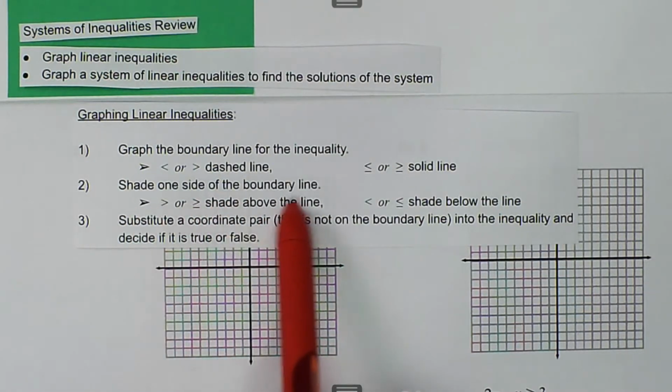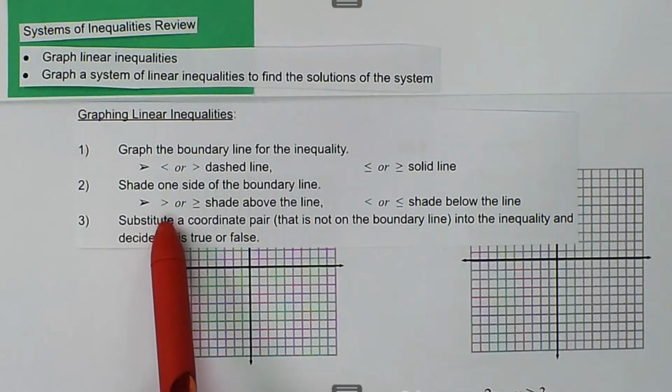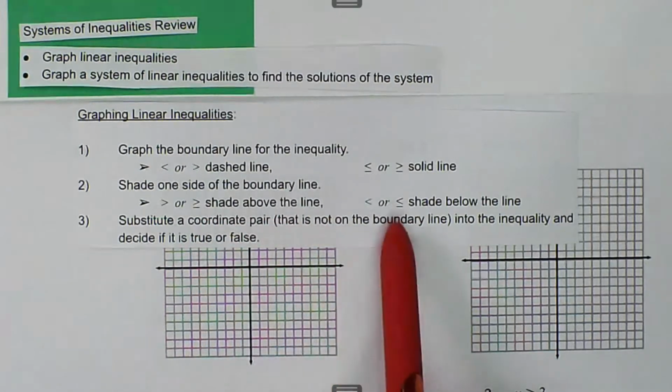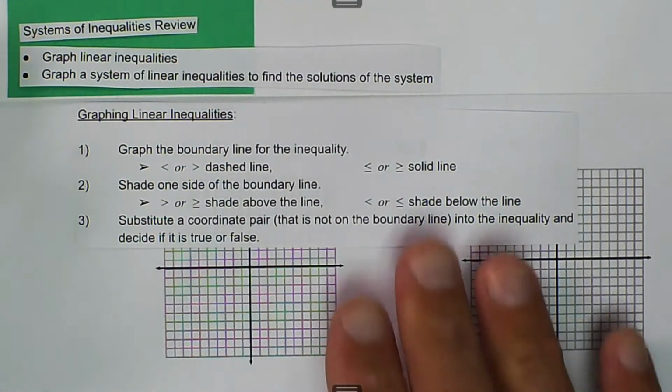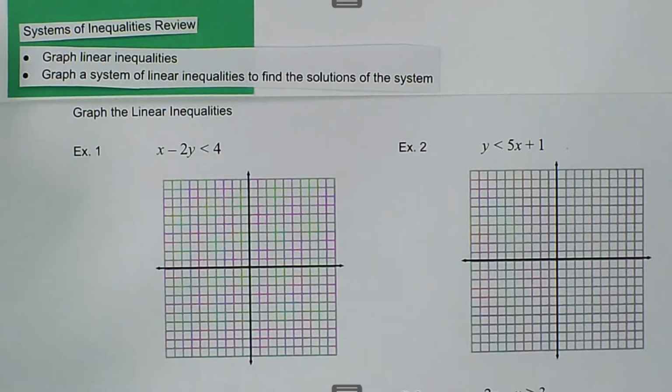Then you have to shade one side of the boundary line. If it's greater than or equal to, shade above the line. If it's less than or equal to, shade below the line. And then substitute a coordinate pair that is not on the boundary line into the inequality to decide if it's true or false. So those are the things that we want to do in order to get these graphed. So here we have a couple examples.